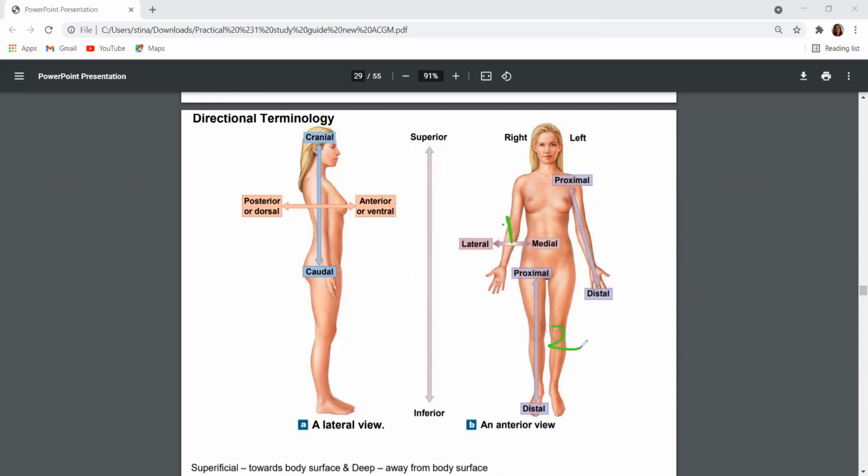Okay, number 1 and number 2 are not on the same limbs, so we're not going to use proximal and distal. Instead, we're going to use superior and inferior. So number 1 would be superior to number 2. Or if I flipped that sentence around, number 2 would be inferior to number 1.